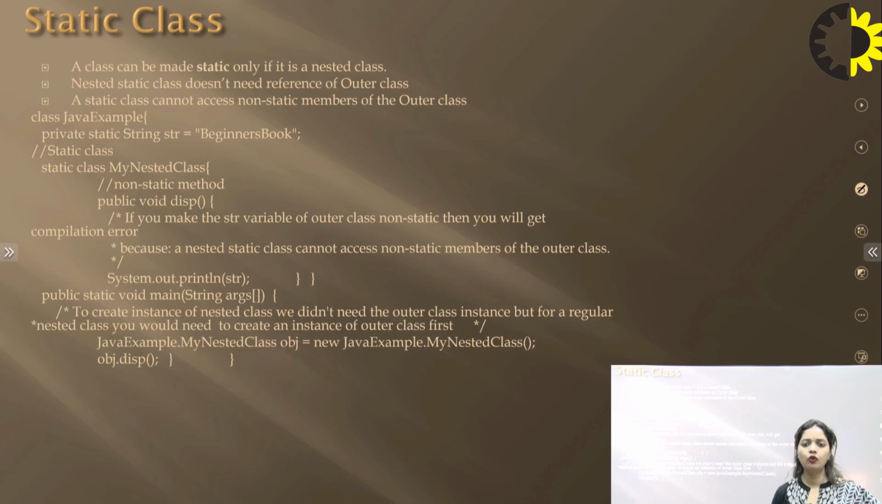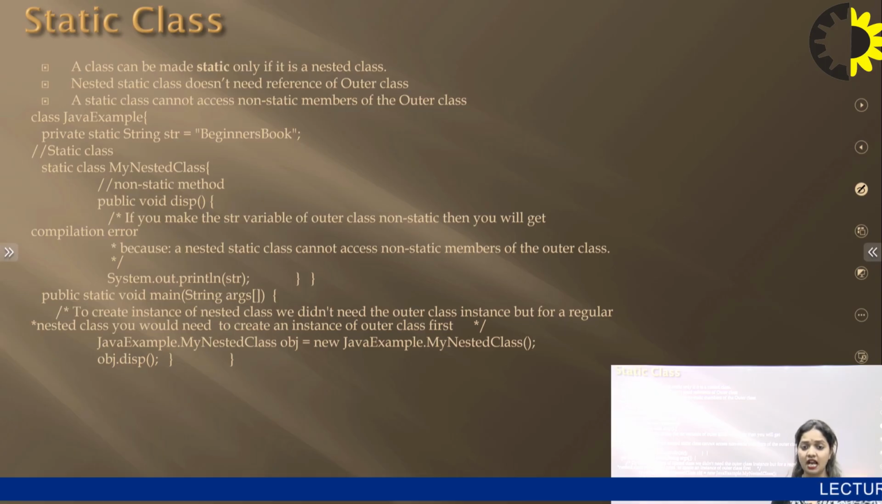Now the fourth usage of the static keyword is a static class. After making a variable static in nature, a method static in nature, and even a block static in nature, there is one more usage of the static keyword, that is we can make a complete class static in nature. Now how is it possible to make a complete class static in nature?